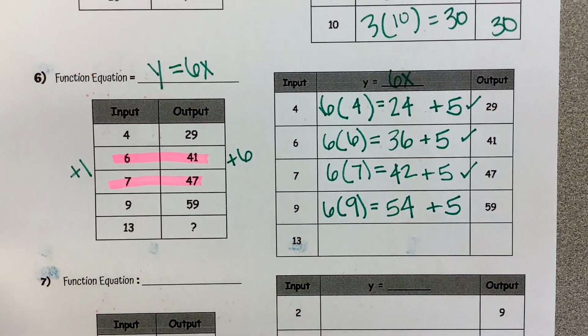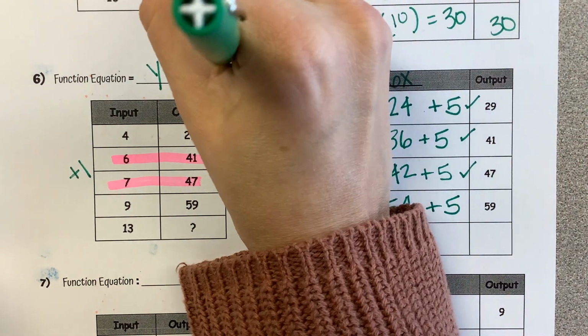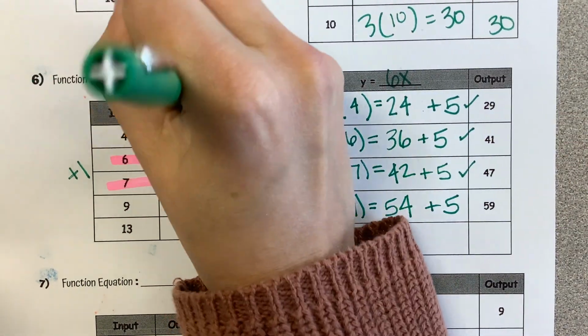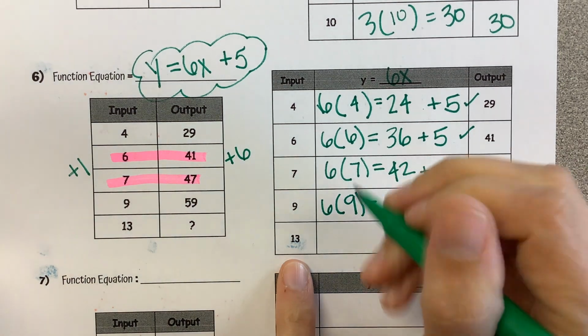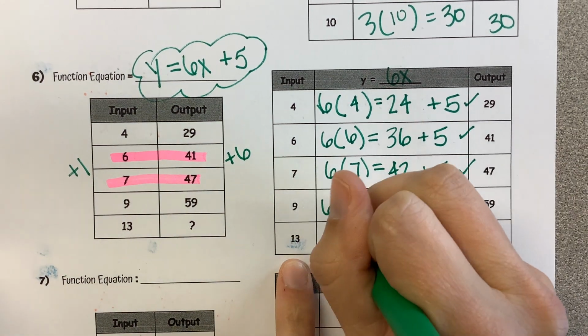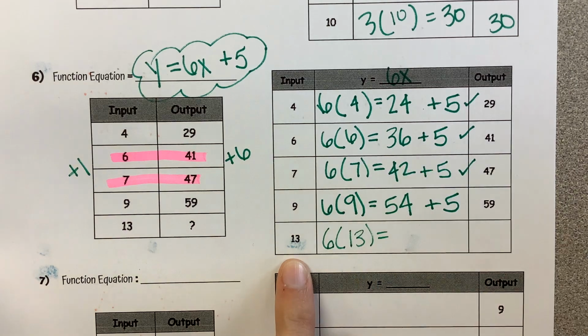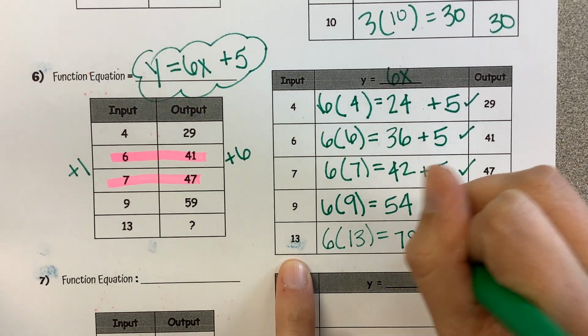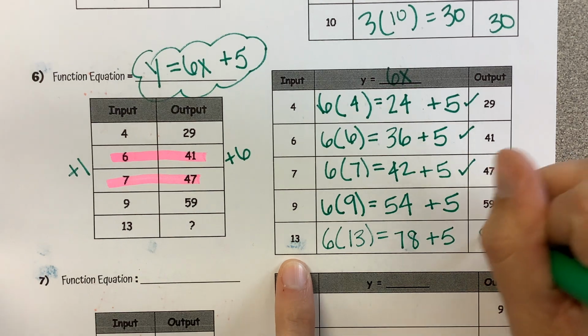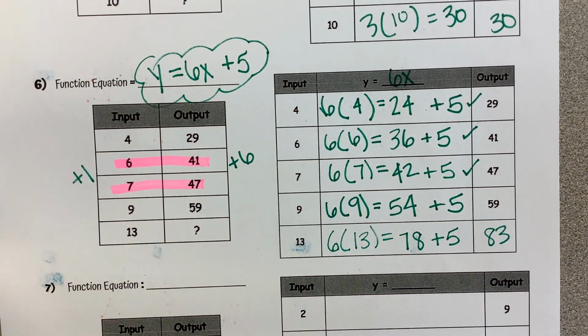So since each time I had to add 5, that tells me that I need to add 5 in my equation. So now for our unknown value 13, I'm going to plug in 6 times 13, which is 78. Add 5 to that, and that gives me the unknown answer of 83.